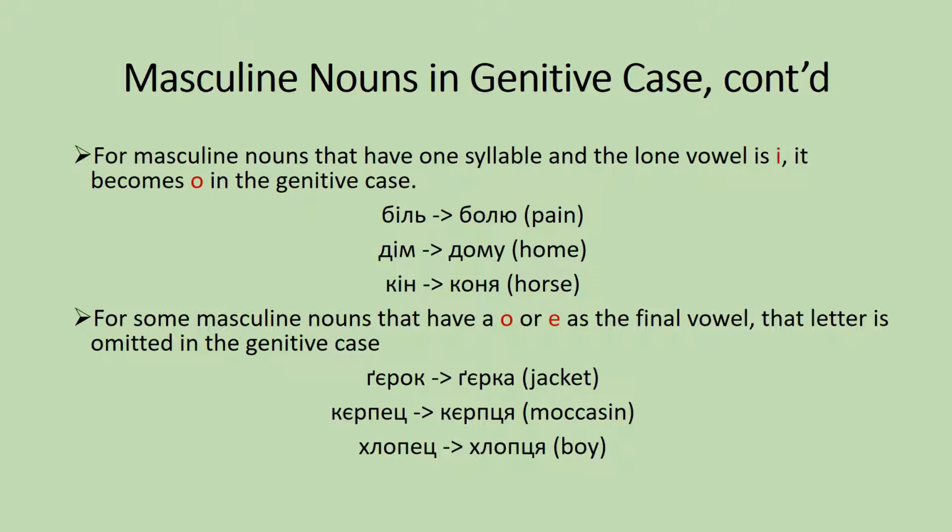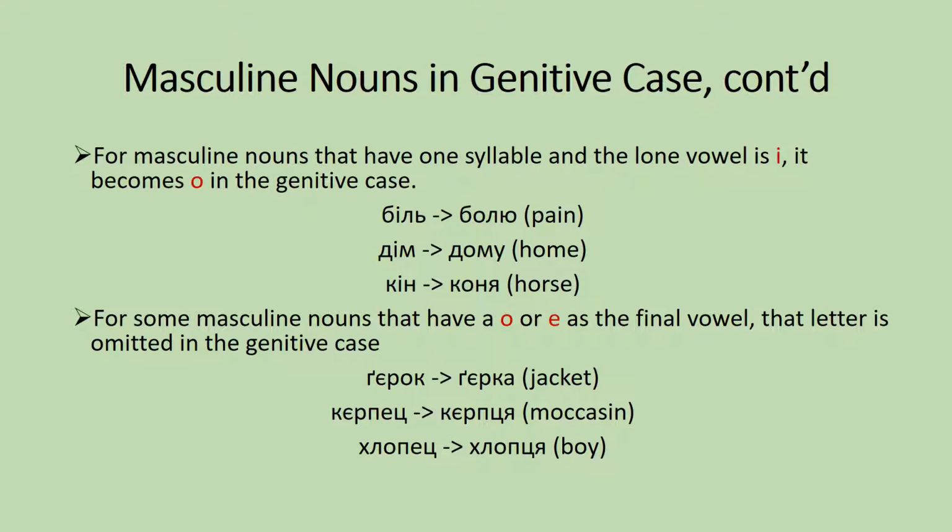Bil, meaning pain, becomes bolju. Dim, meaning home, becomes domu. Keen, meaning horse, becomes konya. The second rule is, for some masculine nouns that have a o or e as the final vowel, that letter is omitted in the genitive case.